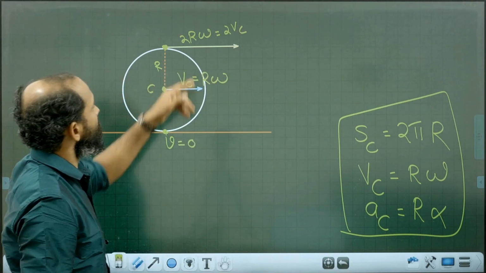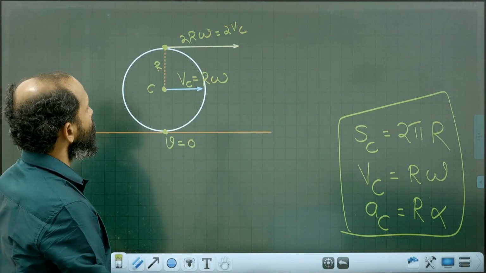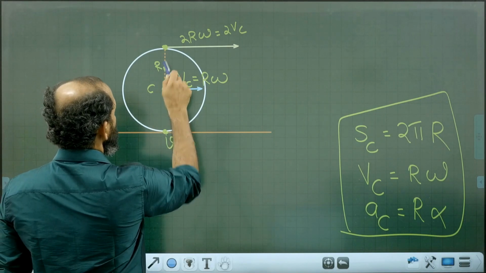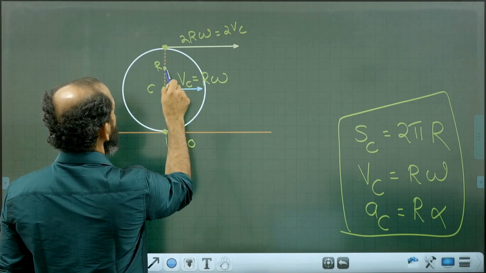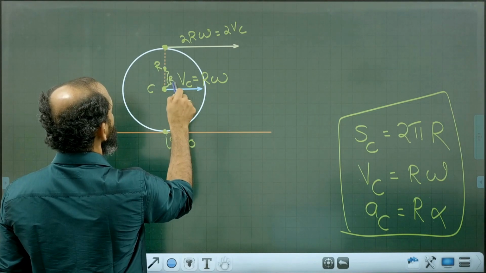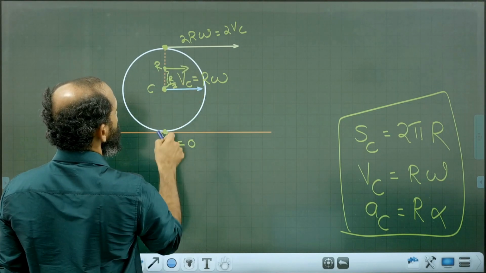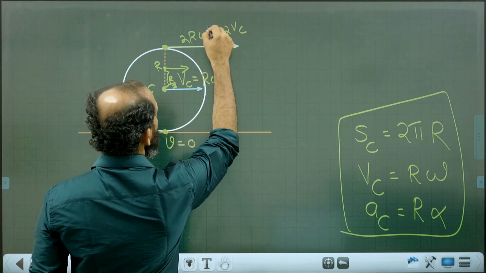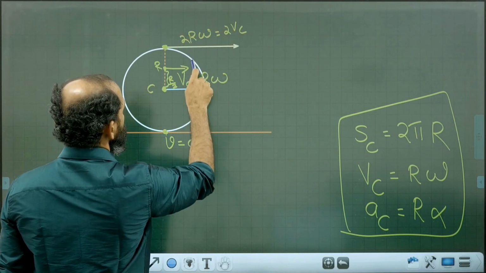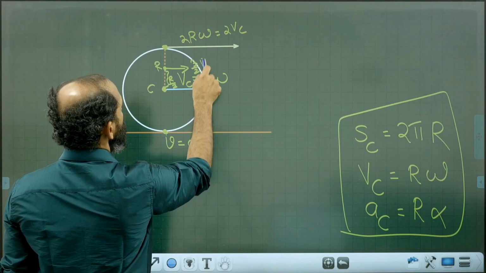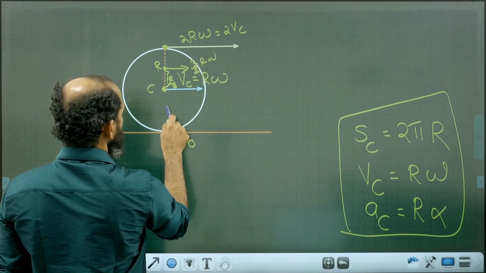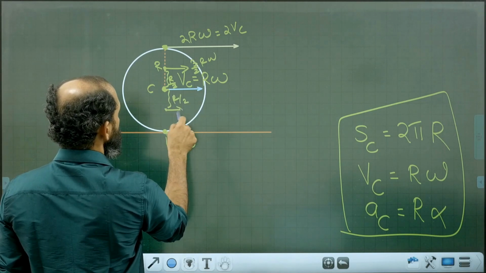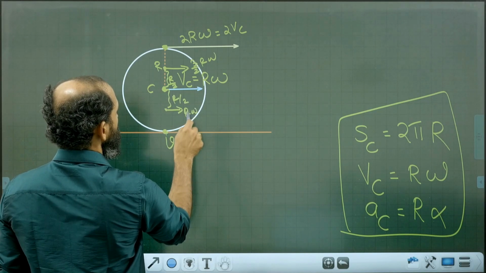Topmost point has a velocity 2 times the velocity of center of mass. So the middle of center and top, suppose this distance is r by 2. Its speed will be the central value of r omega and 2r omega, that is 3 by 2 r omega. And at this part, if this distance is r by 2, this velocity will be r omega by 2.